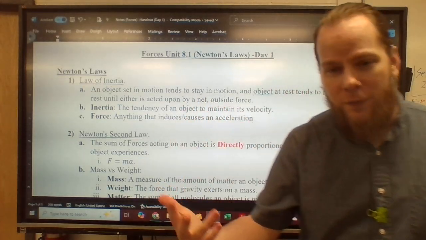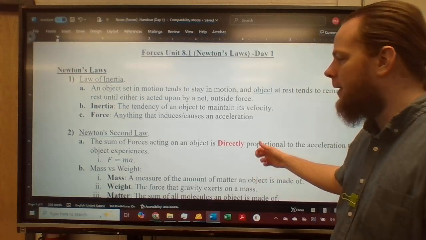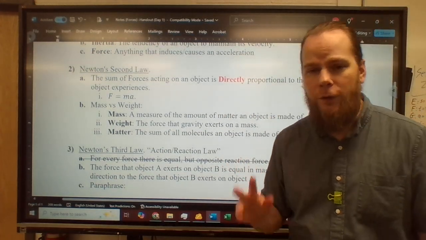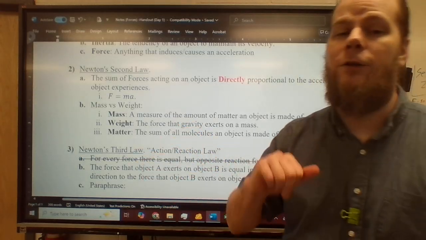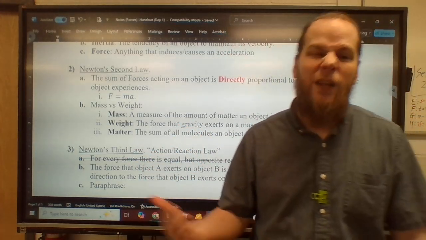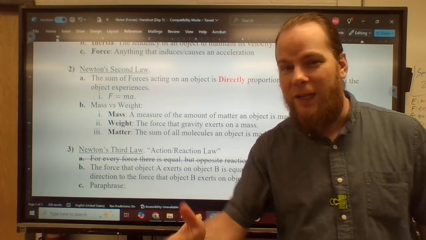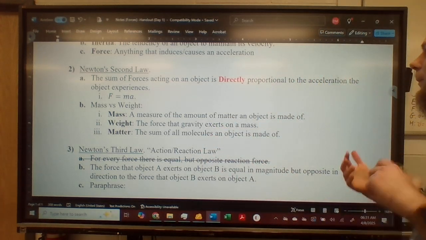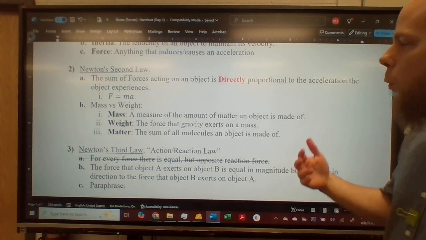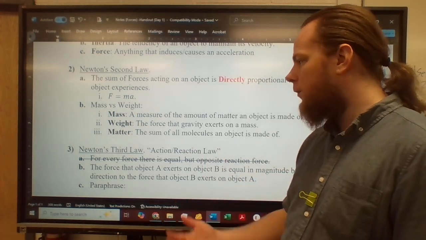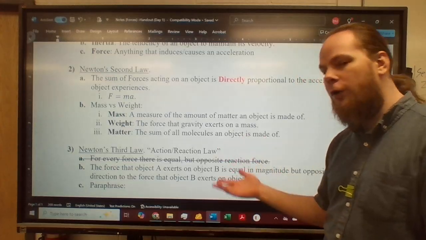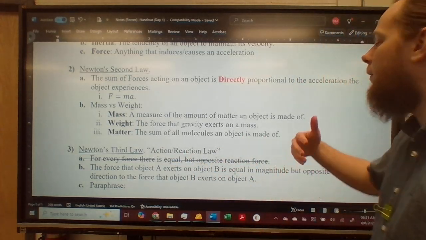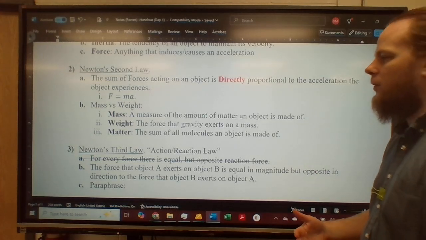Now, we talked about mass versus weight a little bit in a previous unit, but I want to touch back on it. We're also going to distinguish between mass and matter for the first time, because we've been saying they're synonyms. They're very similar, but there is a difference. Mass is a measure of the amount of matter something is made of. Weight, which is force, is the force that gravity exerts on a mass. And matter is the sum of the molecules an object is made of.